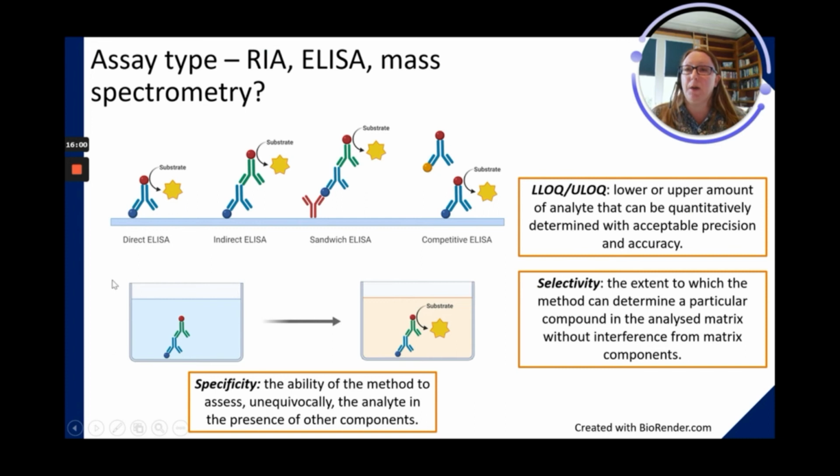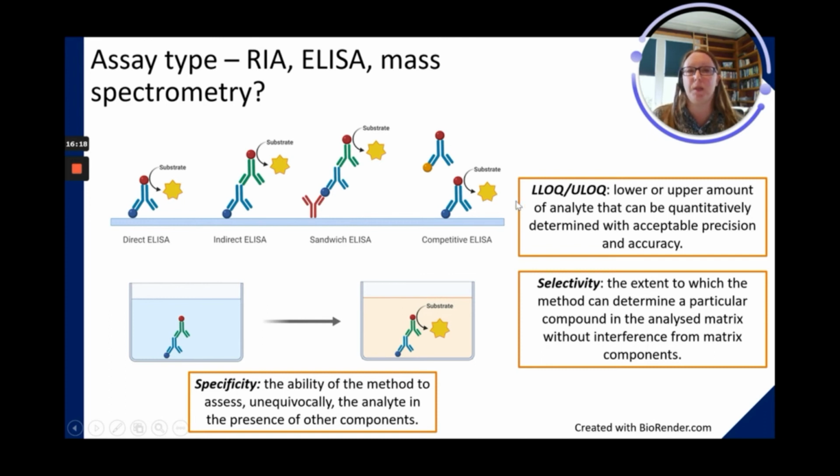So that does bring me now to assay type. Do you have a radioimmunoassay? Do you have an ELISA? Or are you doing mass spectrometry? All of them have different properties and different considerations in regard to the points I've made so far.